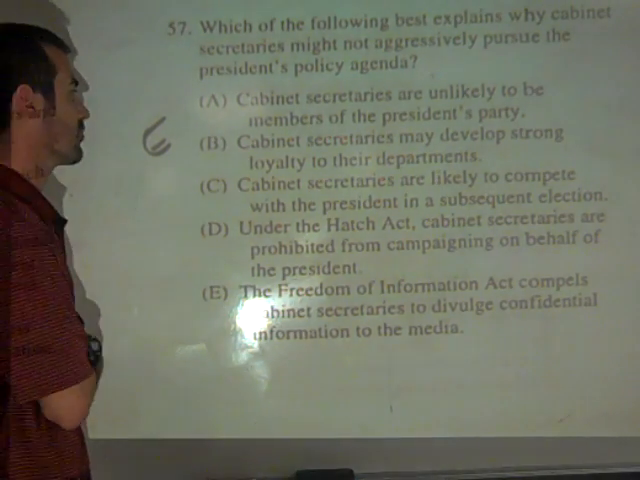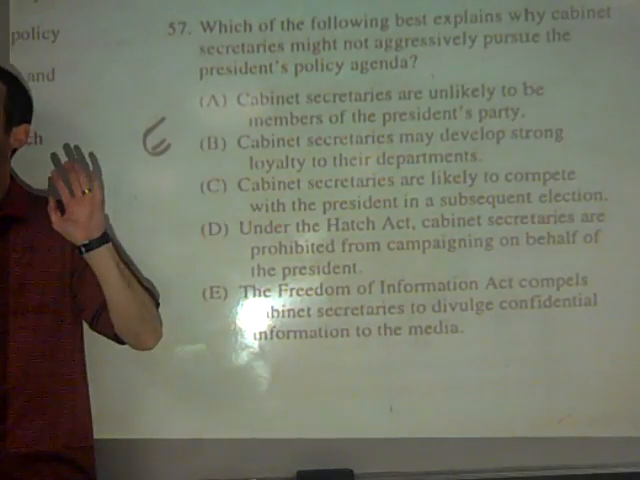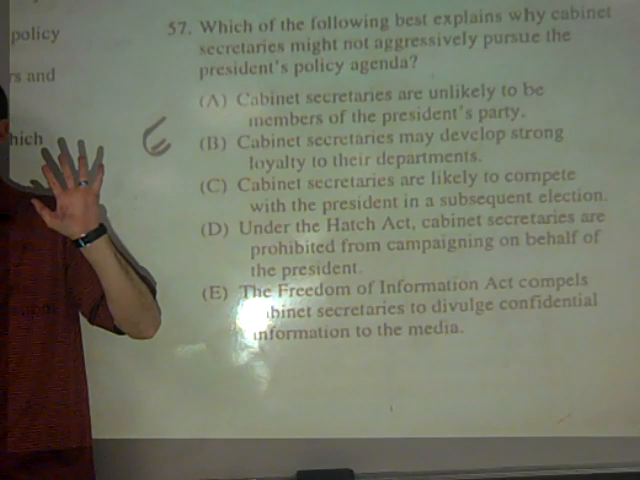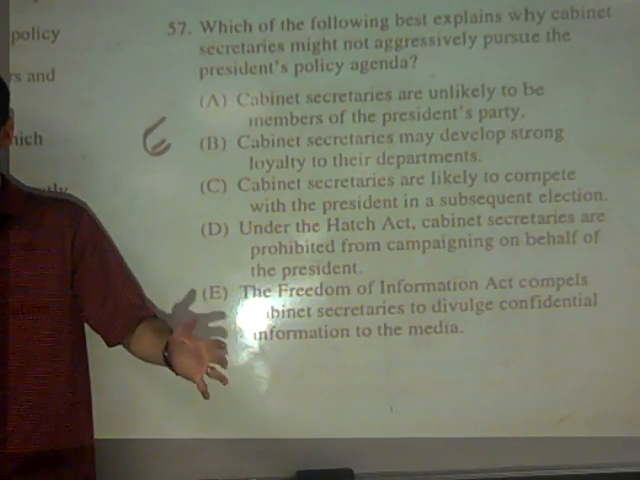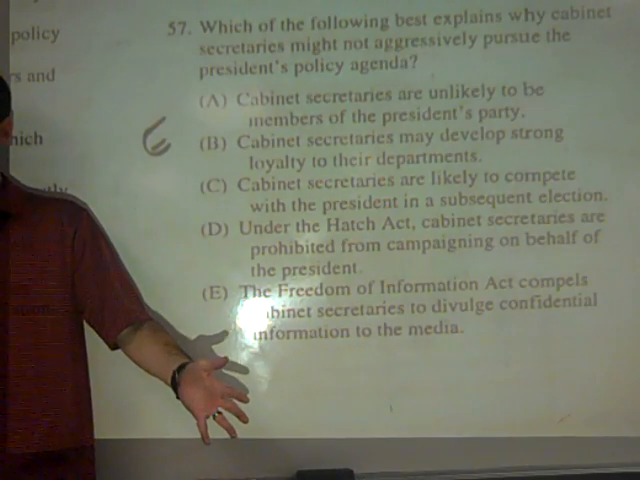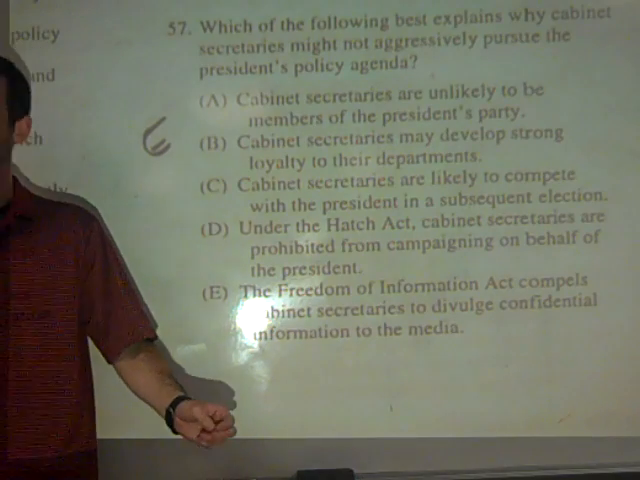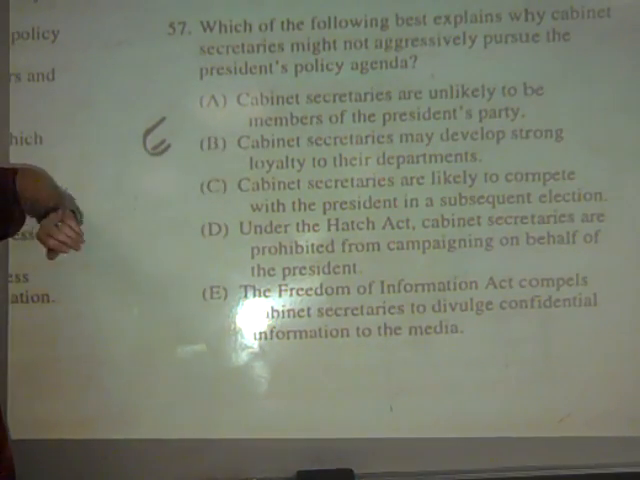Cabinet secretaries may develop strong loyalties to their departments. That's definitely true. They're experts in their field. They typically are working with the day-to-day operations of their gigantic, expensive department with thousands of employees, so they've got a lot to do within their own department, so they may not be paying attention to what the president wants. B looks like a good answer.